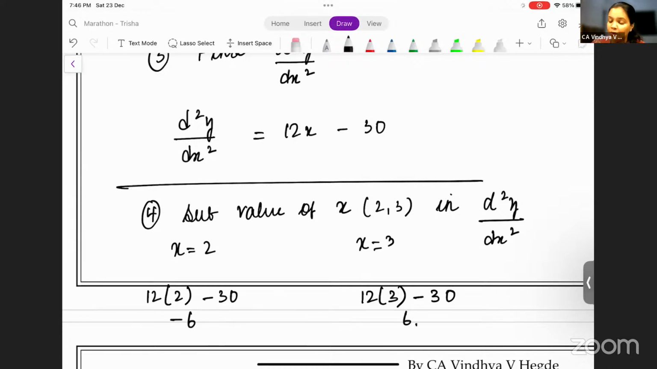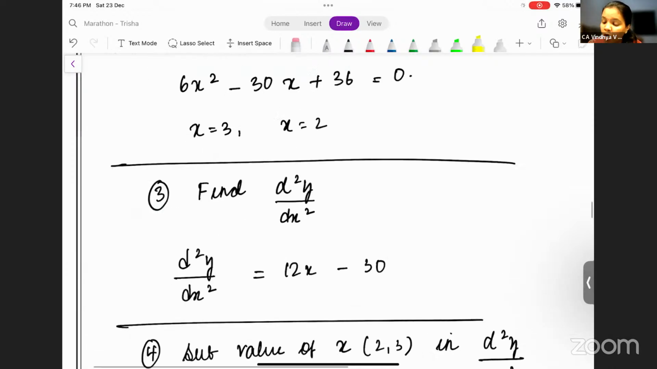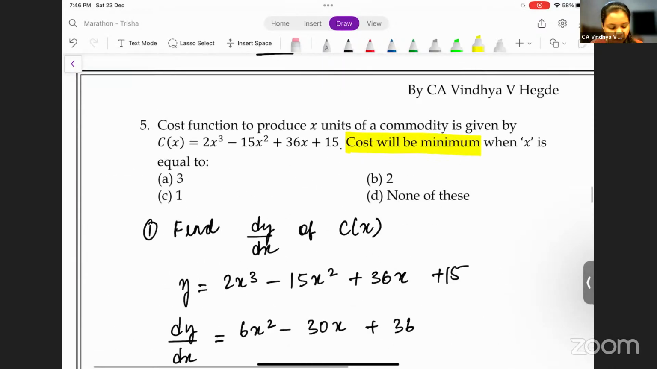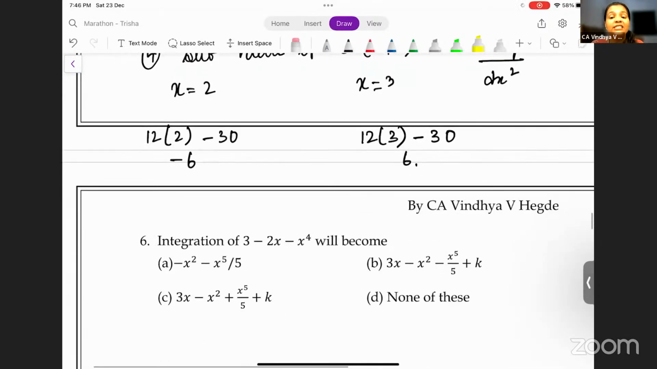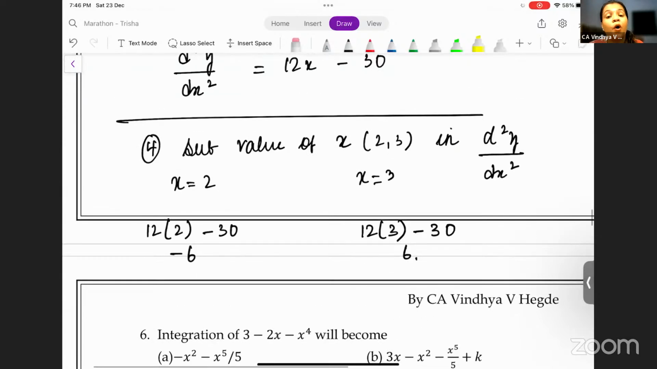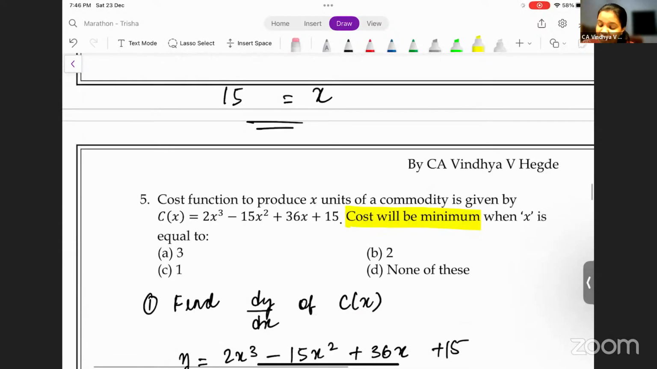Now, they have asked us cost will be minimum. Cost will be minimum when d²y/dx² is a positive value. Therefore, we say that value of x is equal to 3. So when will the cost be maximum? Cost will be maximum when it is a negative value.